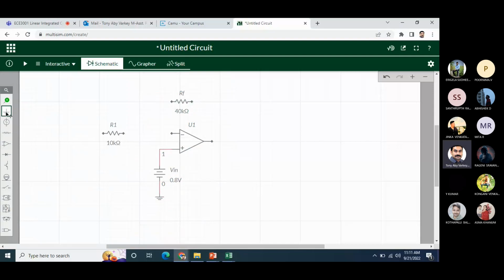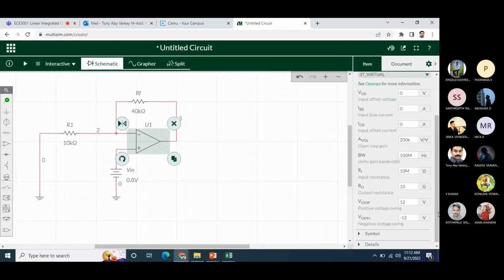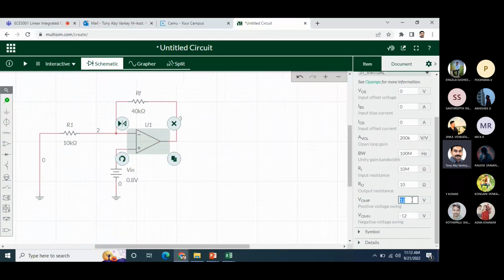Okay. Now I'm taking another ground, connecting it here. Now I'll connect it to resistor. Then here. Connected one. Okay. Now click on the op amp and click on configuration pane and change the positive voltage to 15.